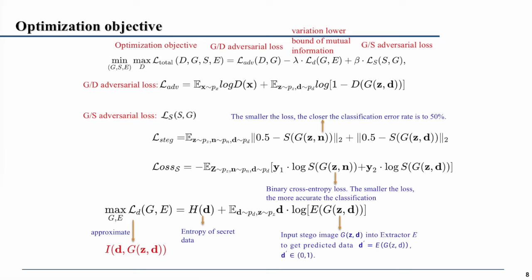The mutual information between secret data and stego image is expected to be maximized. We use a variation lower bound to approximate the mutual information between secret data and stego image. Only when the extracted secret data is equal to the input binary secret data, the maximum value of the variation lower bound is reached, and thus mutual information is maximized.